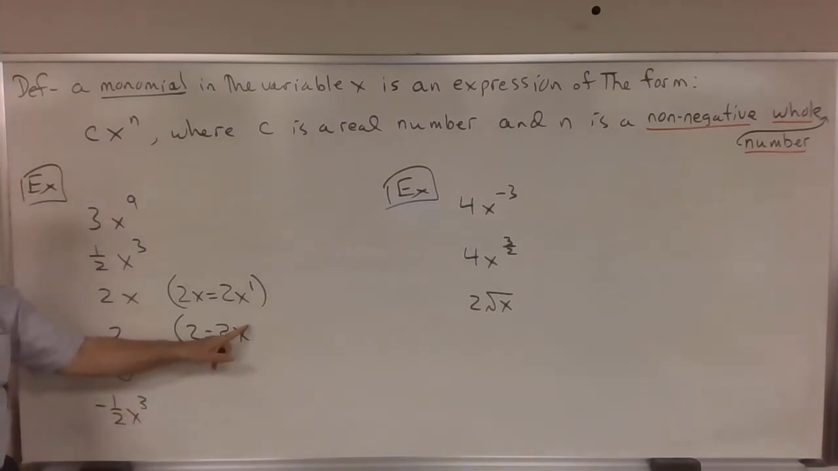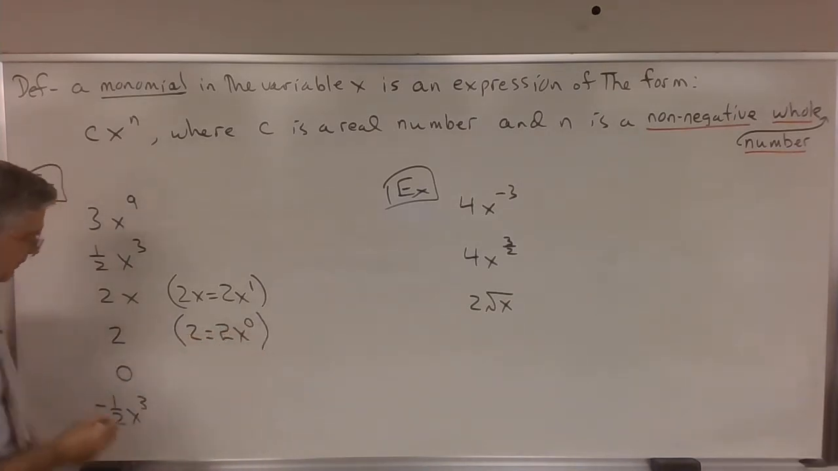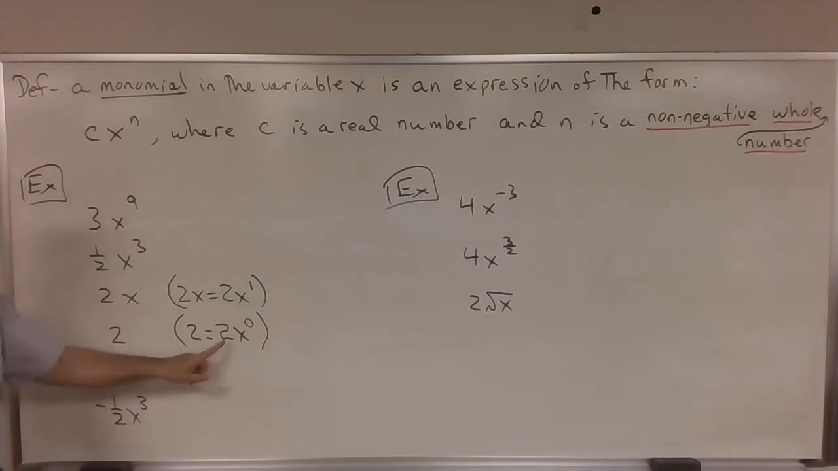X to the power of 0, right? And now you're going to protest for a second, say, wait a minute, I thought the exponent had to be a non-negative whole number, and it is, isn't it? And we know that x to the 0 power is 1. So 2, the constant 2, is a monomial because we can write it as a real number, 2, times x to the power of a non-negative whole number. So, hey, this guy has a membership card to the monomial club also.